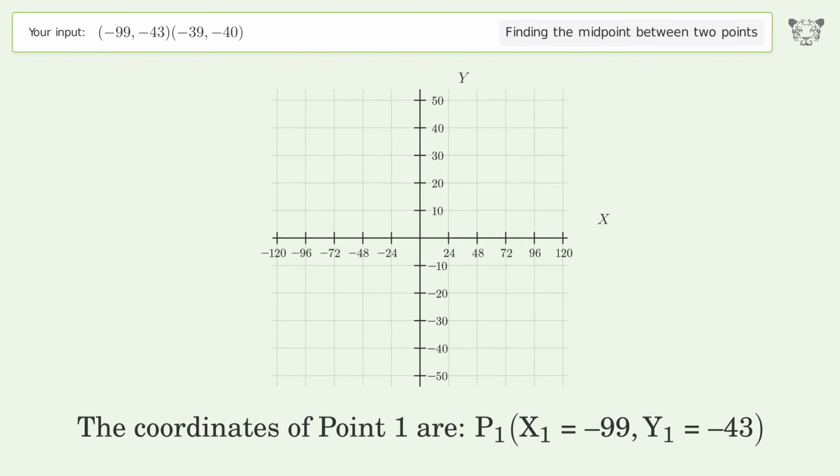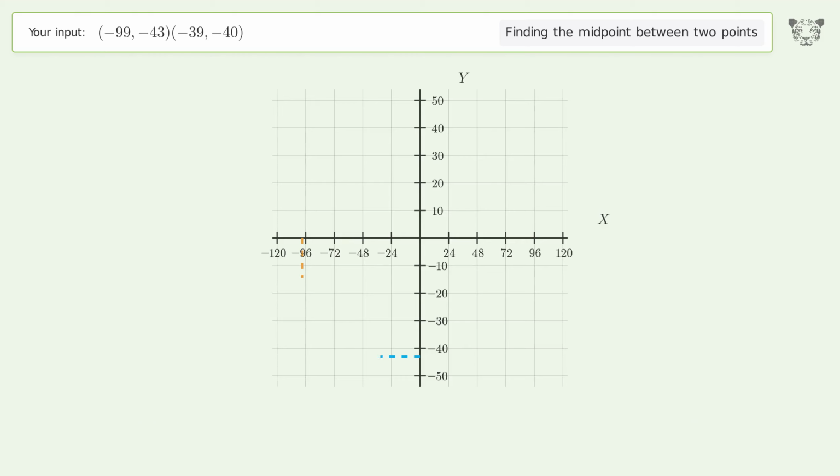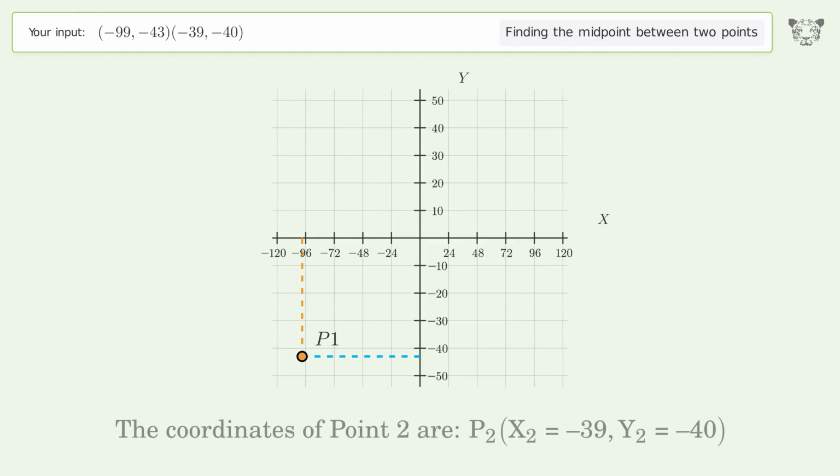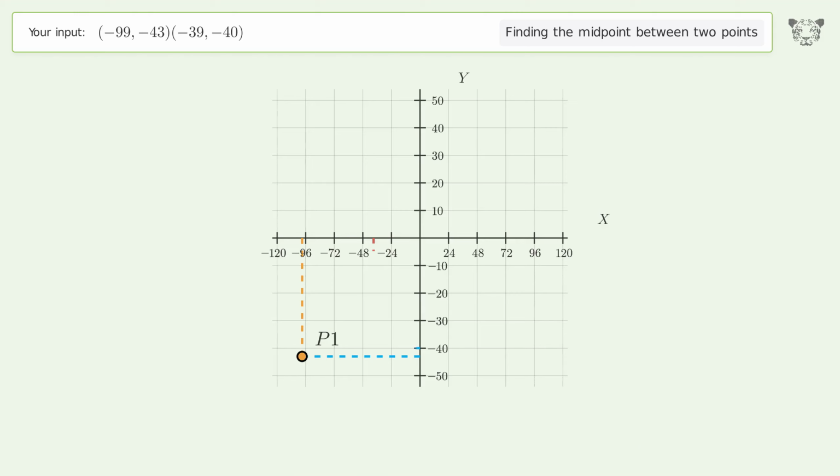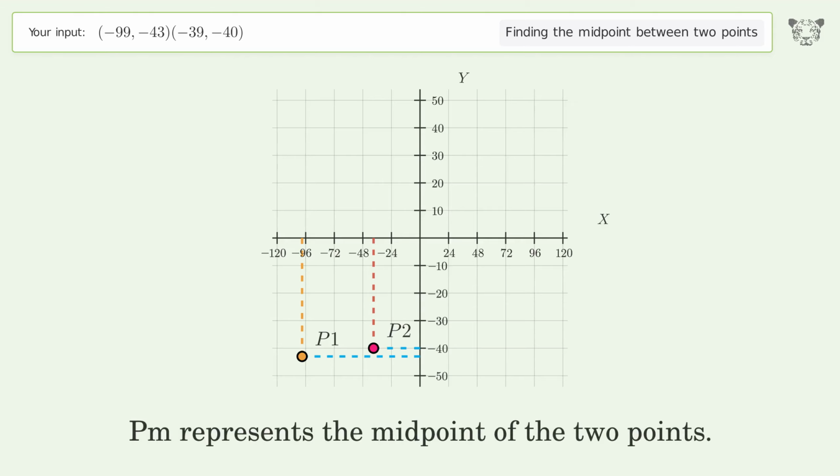The coordinates of point 1 are, x1 equals -99, y1 equals -43. The coordinates of point 2 are, x2 equals -39, y2 equals -40. PM represents the midpoint of the 2 points.